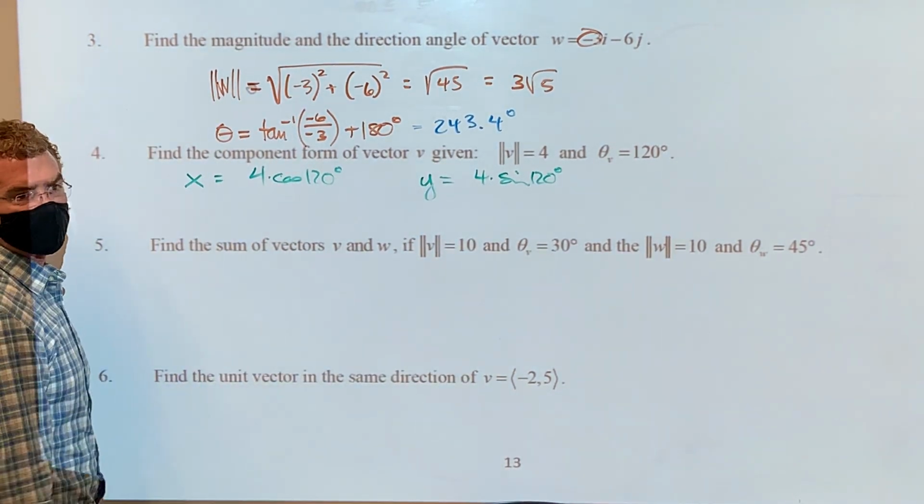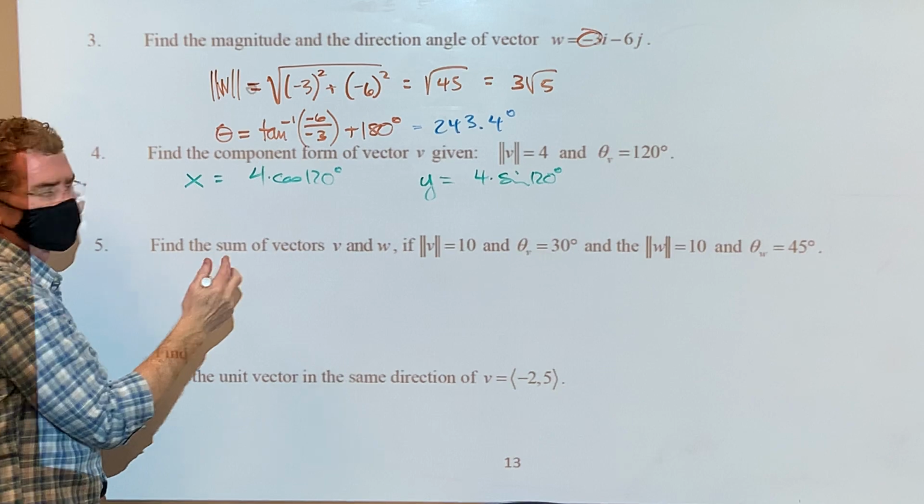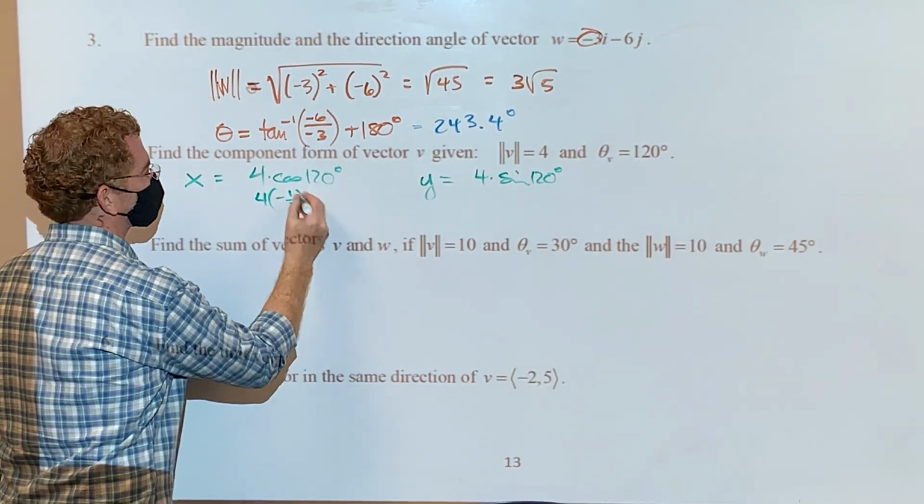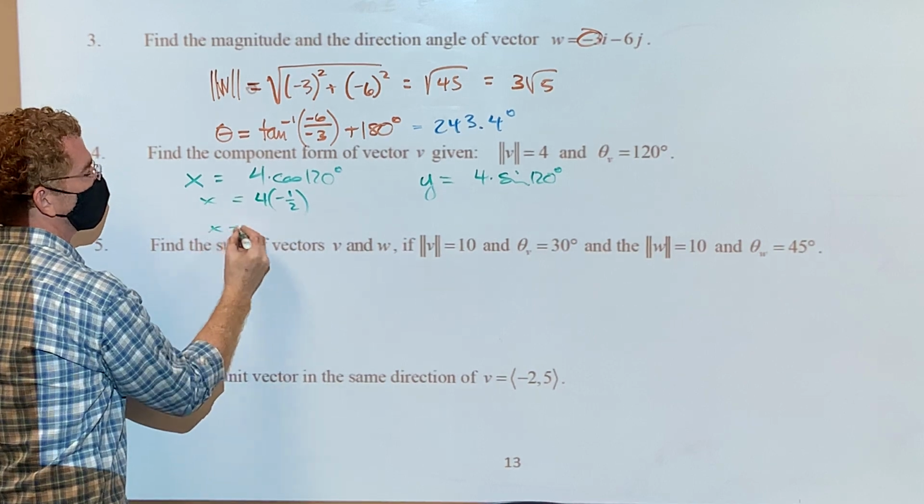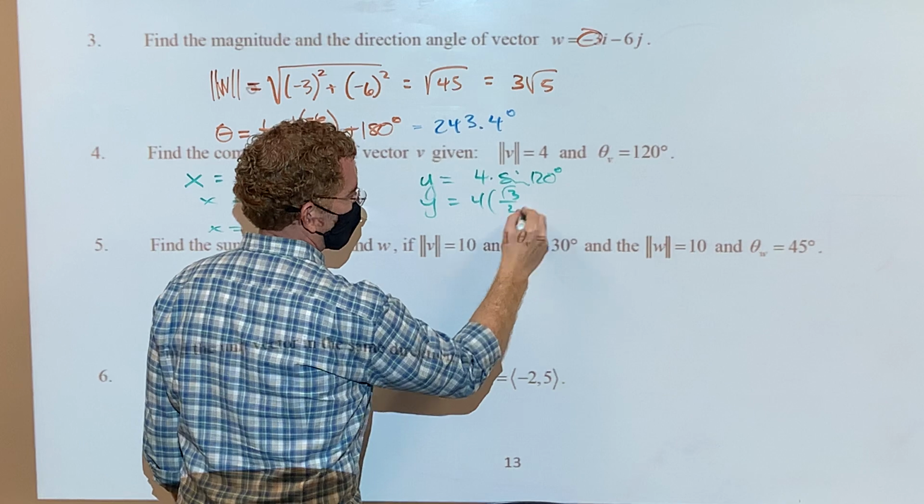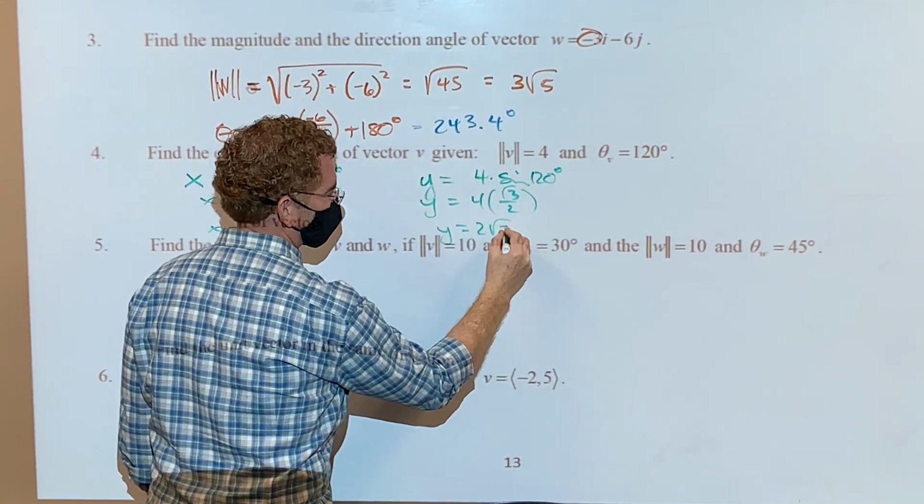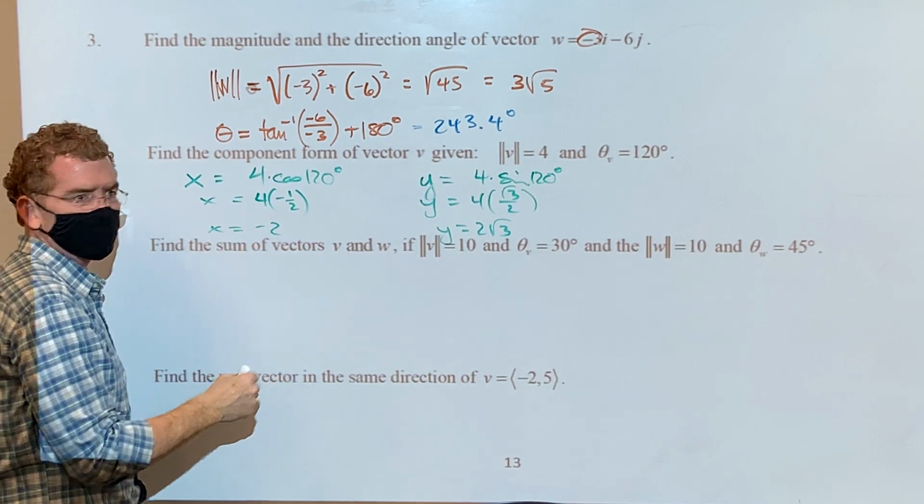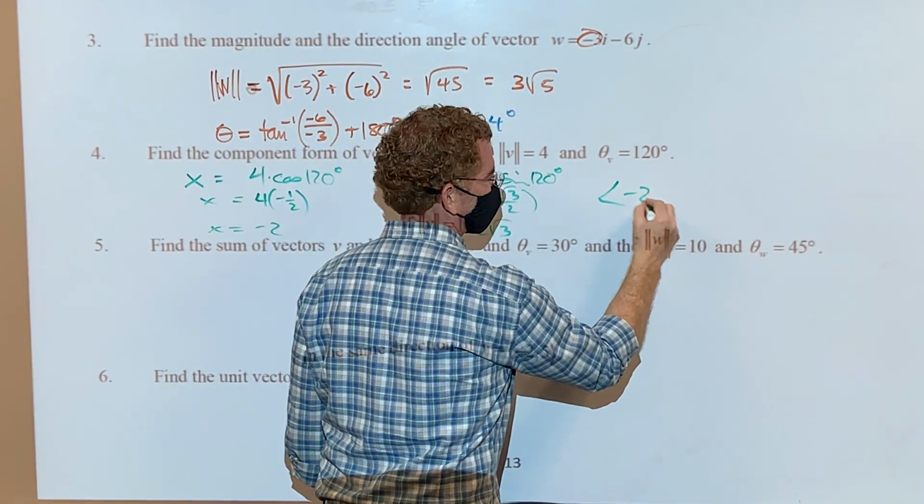And then you got to know your trig functions, right? What's cosine of 120? -1/2. And what's sine of 120? So when I do the math on that, I get y equals 2√3, x equals -2, or whatever. X is -2, y equals 2√3. Write it in component form.